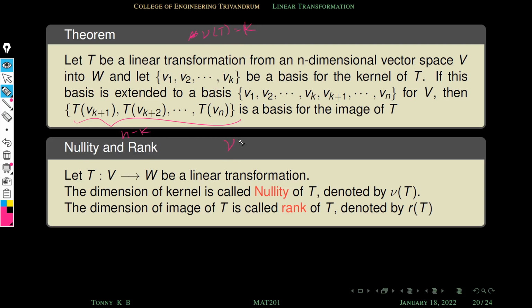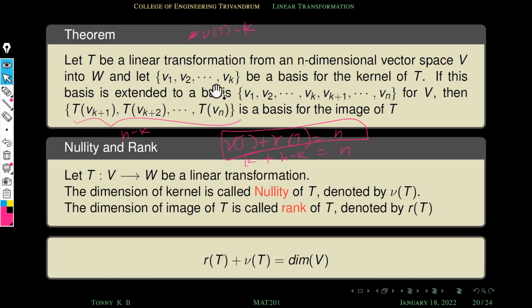So what about the nullity plus the rank of the transformation? This is k, and this is always n minus k. So this sum is n. This theorem is called the Rank-Nullity Theorem. Clear? Rank of T plus nullity of T is always equal to n. What is n? n is the dimension of V, right? We assume that V is an n-dimensional vector space. So this result is called the Rank-Nullity Theorem.